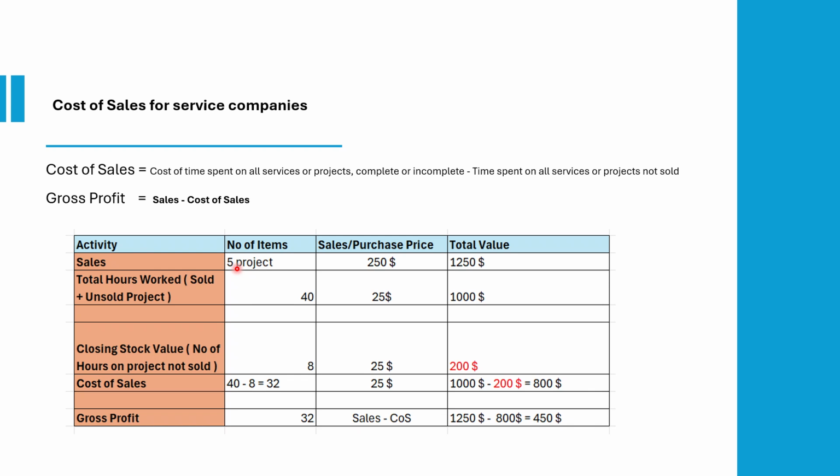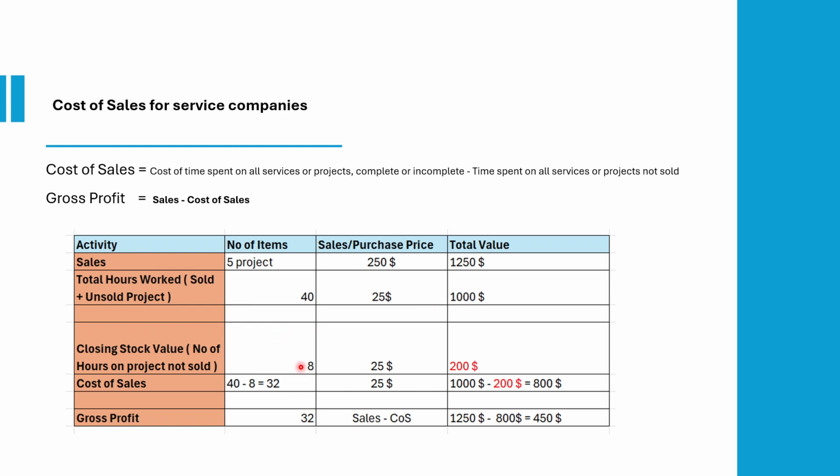Let's say you make a sale of 5 projects as a service company. So 5 projects they sold, and each project cost was $250. So total $1,250 they sold. But they worked totally related to that project, whether complete or incomplete, all projects, for 40 hours, and the cost for each hour was $25. So $1,000 total value comes, right?